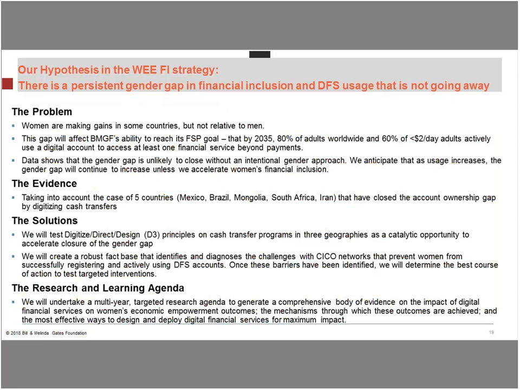So here is our hypothesis, which I've probably said most of so far. The problem, as you can see, is that if we don't reach women more, we won't be able to reach our overall goal. That by 2035, 80% of adults worldwide and 60% of the sub-$2 a day adults actively use a digital account to access at least one financial service beyond payments. We believe that's the best way for people to start to pull themselves out of poverty. And the evidence that we used for what we're doing is, again, the case of those 5 countries that really made a big impression upon us.